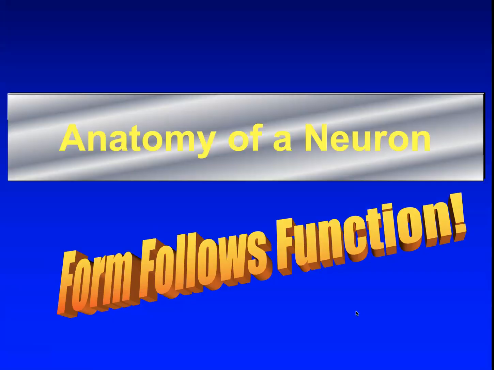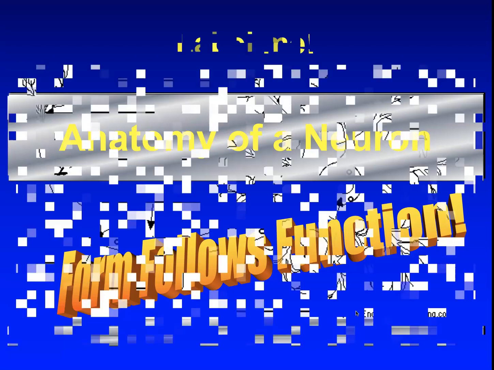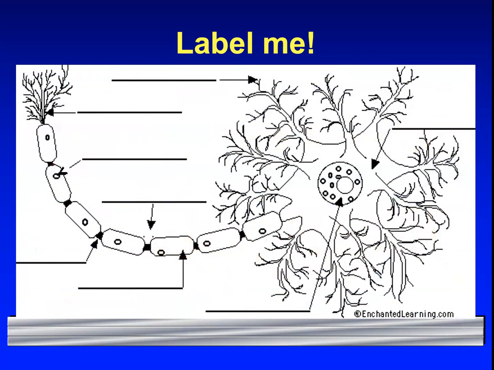Now let's look at the anatomy of a neuron. And as we see so much in physiology, it's form follows function. Cells look as they do because of what they do. And so neurons look like a long wire because what they do is they carry information. So let's just label the neuron first. And you have one in your notes, so go ahead and label it.